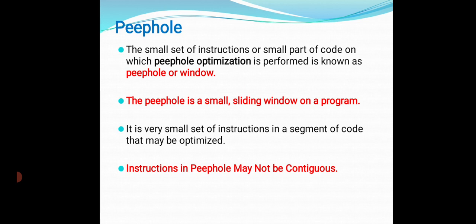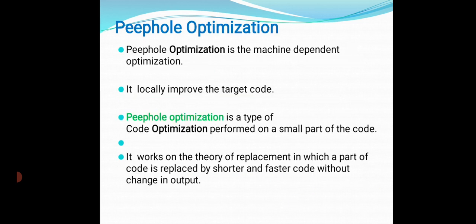So what is a peephole? A peephole, or a sliding window, is a small set of instructions or small part of code that may be optimized by replacing it with another, smaller or faster code. A peephole is a very small set of instructions in a segment of code, and these instructions may not be contiguous in memory.